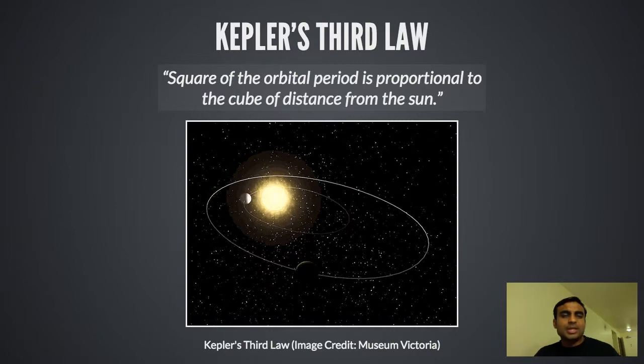Kepler's third law stated the following, that the planets that are closer to the sun revolve around the sun in a much lesser time as compared to the planets that are outer. Planets that are inner have a much shorter revolving time or orbital year as compared to the outer planet. In fact, he said that if the time it takes for a planet to go around the sun is t, then t is proportional to distance d to the power 3 by 2.